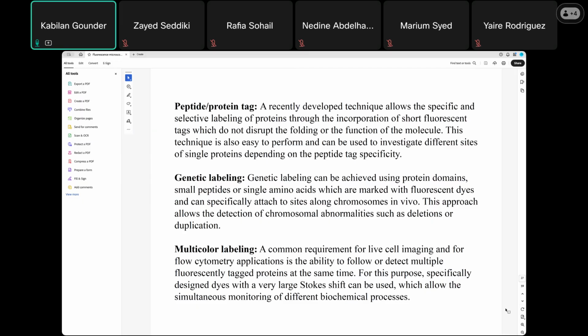Also, the genetic labeling. The genetic labeling can be achieved using protein domains and also small peptides or single amino acids which are marked with the fluorescence dyes can be specifically attached to sites along chromosomes in vivo. So with this study you can also detect the chromosomal abnormalities and also deletions or duplications.